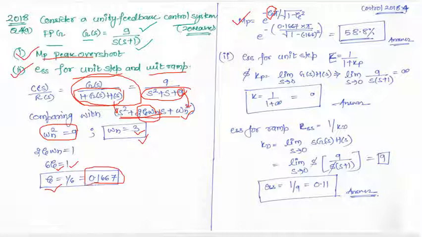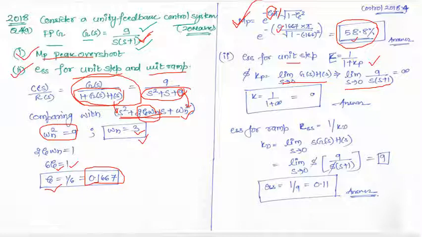Now you can just use the maximum overshoot formula, which is e to the power minus zeta pi divided by under root 1 minus zeta square. Substitute the value of zeta and you will find that 58.8% peak overshoot can be observed for this system. Now the second part is to find the steady state error for the unit step and unit ramp input. Steady state error is given by 1 upon 1 plus Kp, where Kp is calculated using this formula.